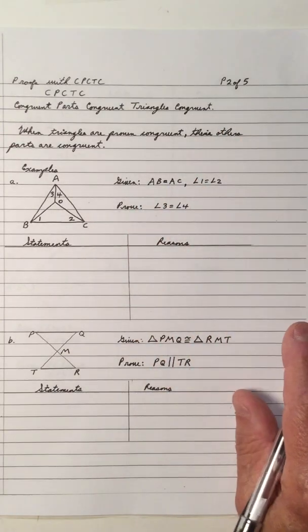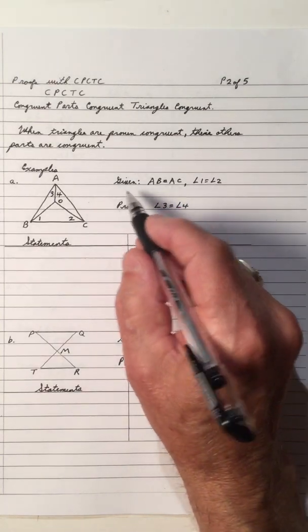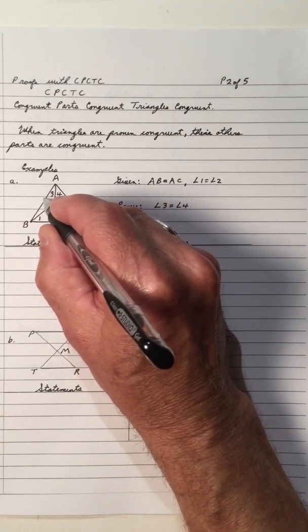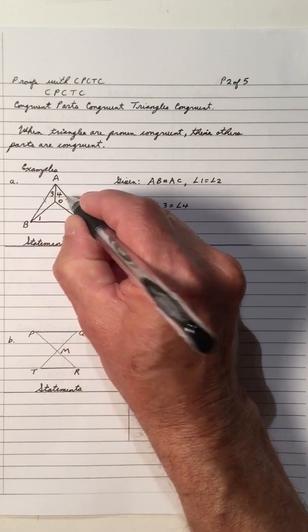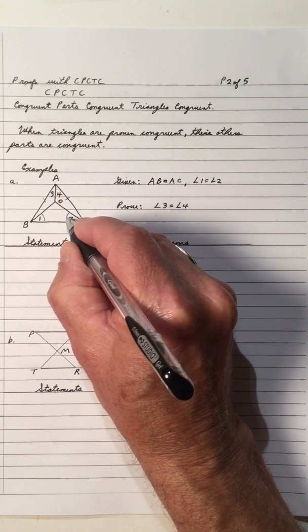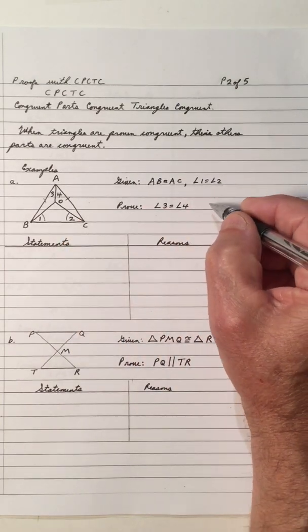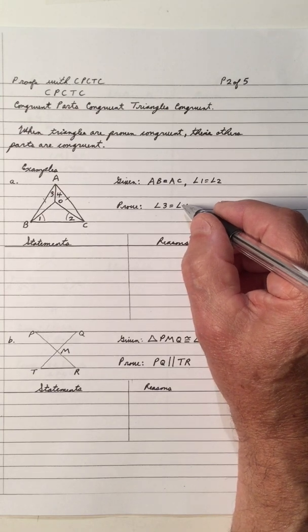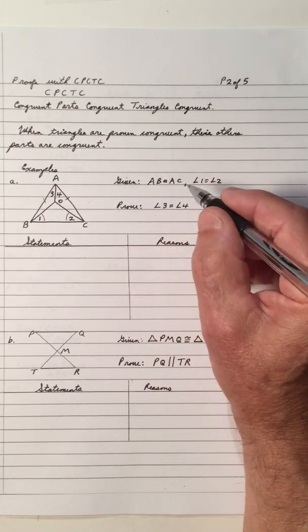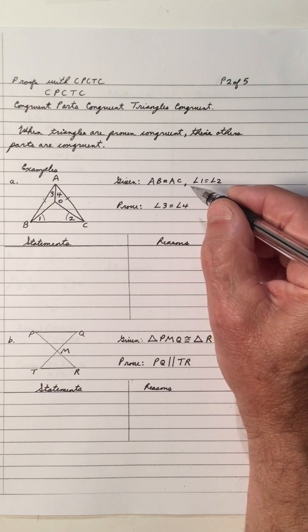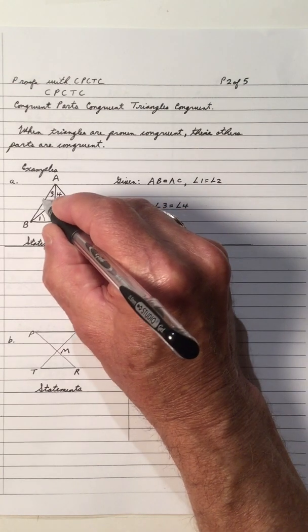Let's do some examples. A, we have a triangle. We're given that AB equals AC. We're given that angle 1 is equal to angle 2. And we have to prove that 3 is equal to 4. So how do we prove 3 is equal to 4? Let's see if we can get some congruent triangles. So, try to do the proof before we start.